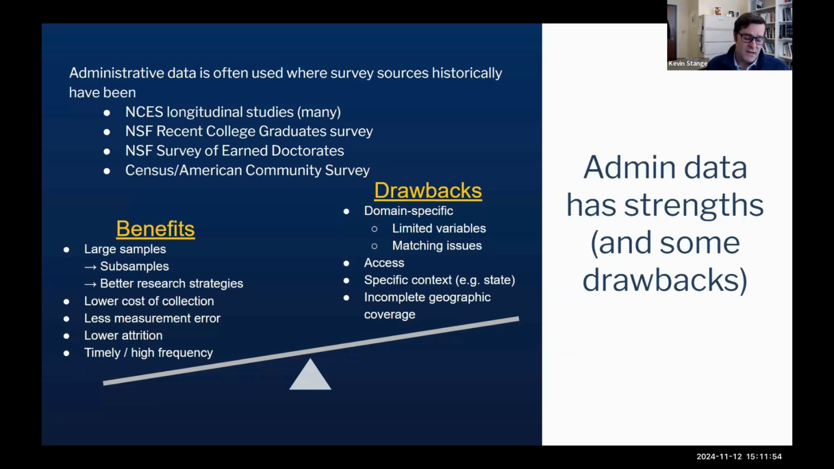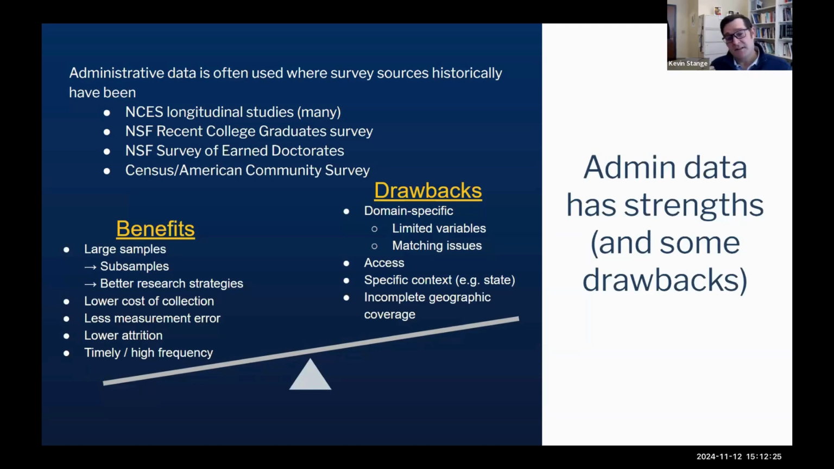Asking students whether they were eligible for free or reduced-price lunch, they may not have any idea, but it's actually in the administrative data with very little measurement error. There tends to be low attrition. And also, and this will come up in one of the projects I'll talk about, it tends to be pretty timely and high frequency. You might be able to get information about how students are doing at a much higher frequency than from some of the survey sources.